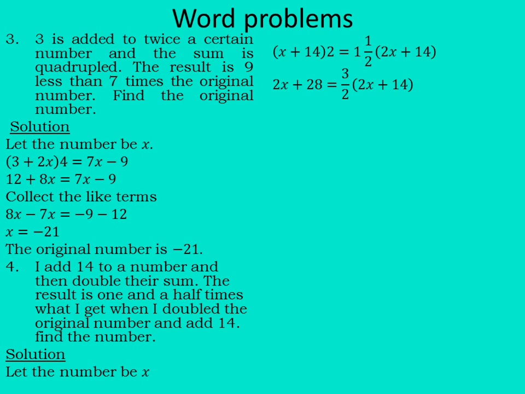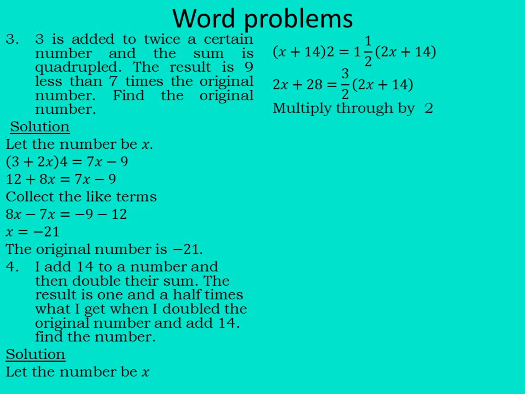is equal to, on the right hand side, we try to change the mixed fraction to improper fraction. And how do we do that? We multiply the base by the whole number, that's 2 times 1, and we add the numerator. We have 2 times 1, that's 2, plus 1, that will be 3. So we have 3 divided by 2 into brackets 2x plus 14.